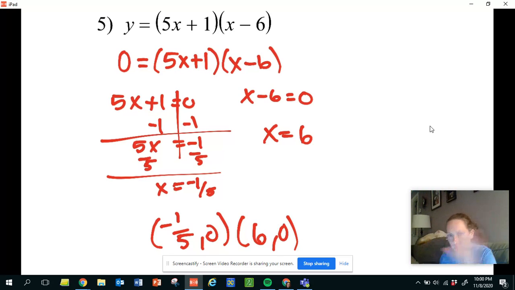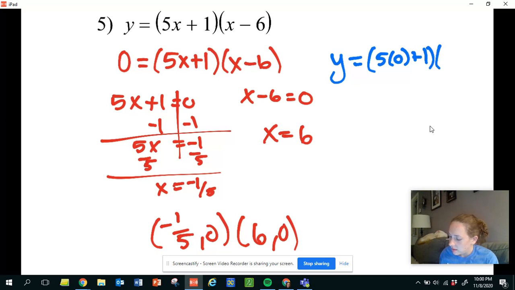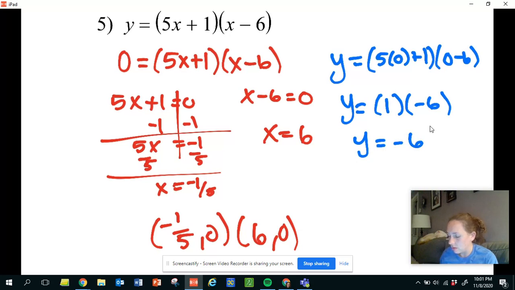Okay, so just those two things, just put them in points. For my y-intercept, you plug in 0 for x. Okay, so I get 5 times 0 plus 1 times 0 minus 6. So in this case, that 5 times 0 is 0 plus 1 is 1. So I get 1 times negative 6, which is just negative 6. So the y-intercept is the point 0, negative 6.